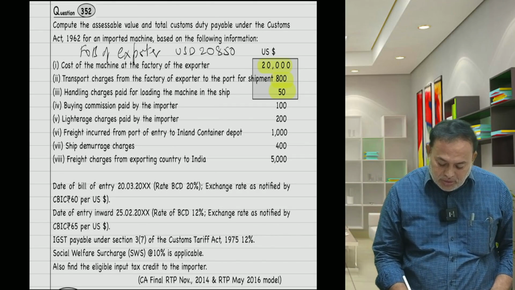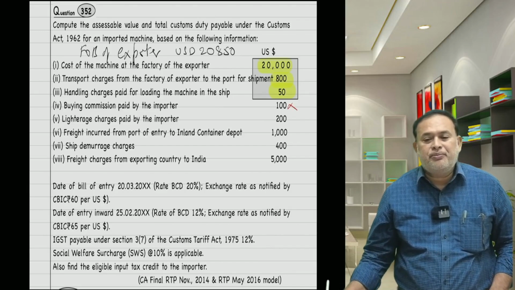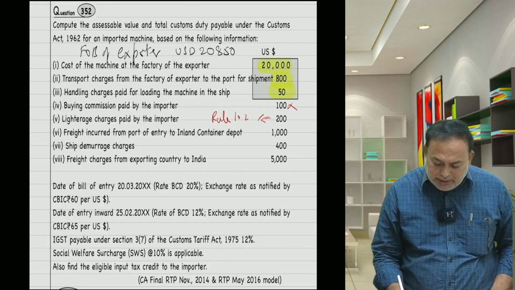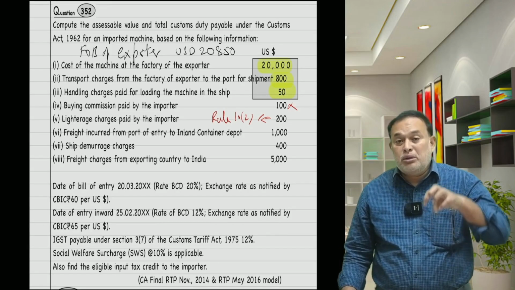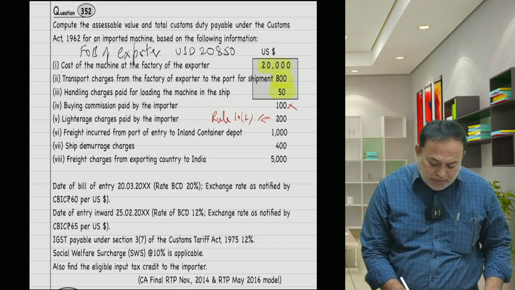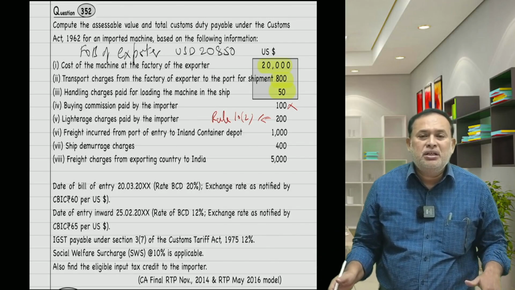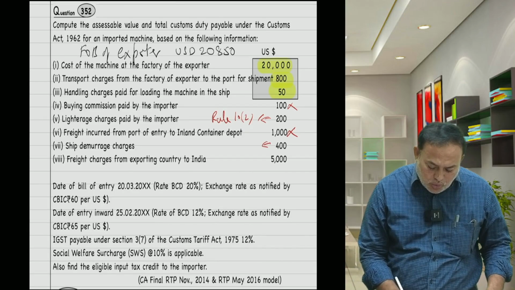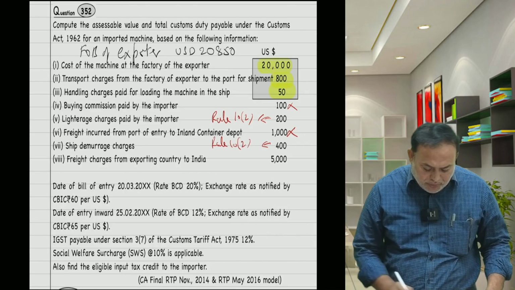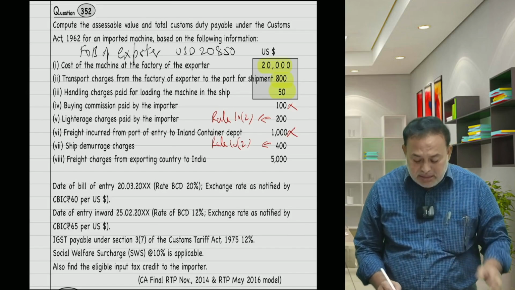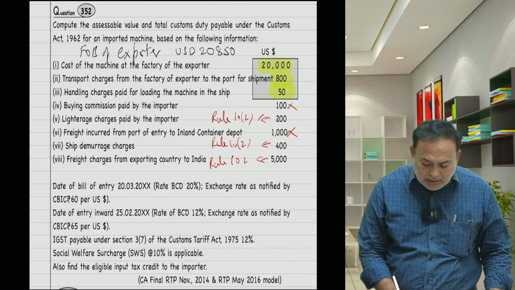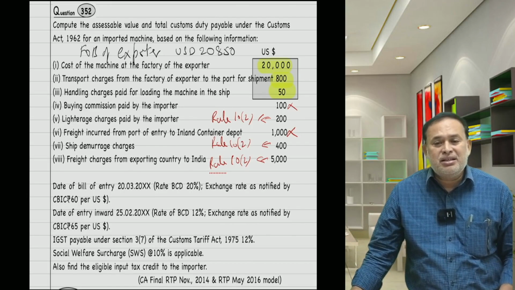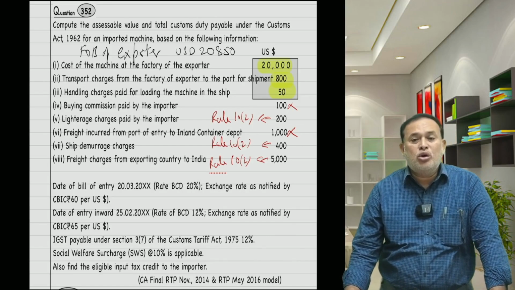Now, in that process, buying commission should not be considered. Lighterage charges paid: what type of expenditure is it? Rule number 10(2) expenditure. Lighterage barge charges, therefore, are not rule number 10(1) expenditure. Here, freight incurred from the port of entry to inland container depot means this expenditure was incurred after importation is complete. Therefore, post shipment should not be considered. Ship demurrage is rule number 10(2) expenditure. Freight charges from exporting country to India is pre-shipment, rule number 10(2) expenditure. So as a whole, in the given case, rule number 10(1) expenditure is nil. Resultantly, FOB value of exporter will become FOB value of customs.